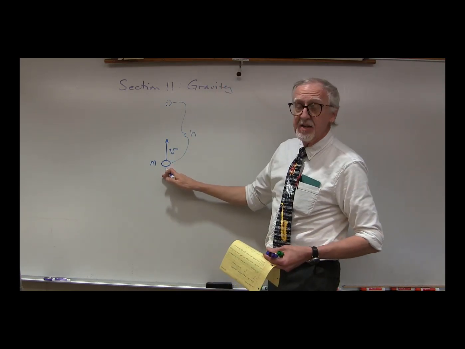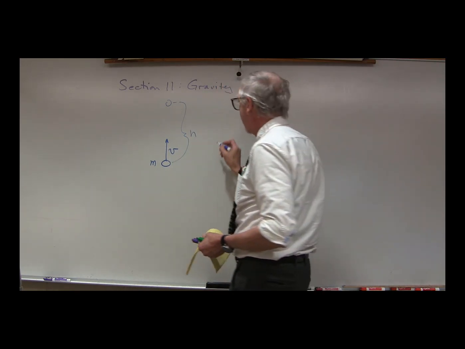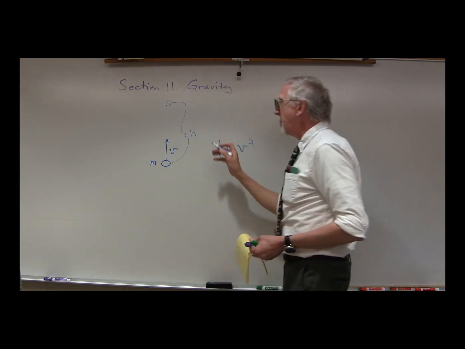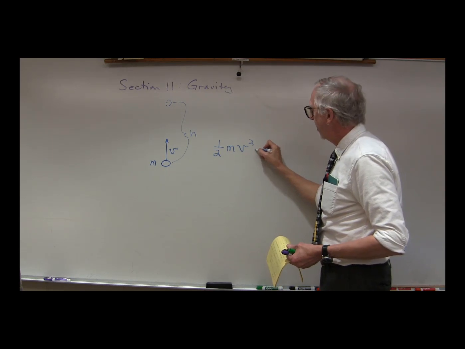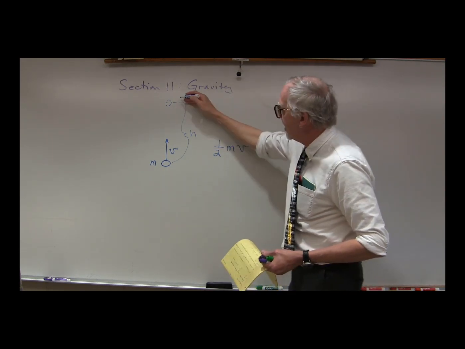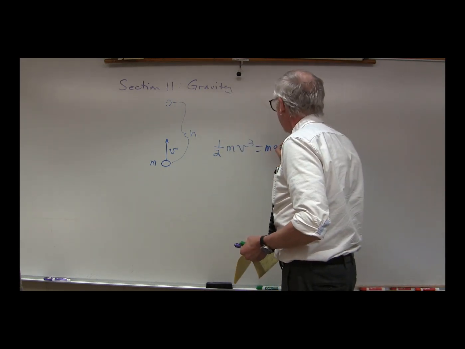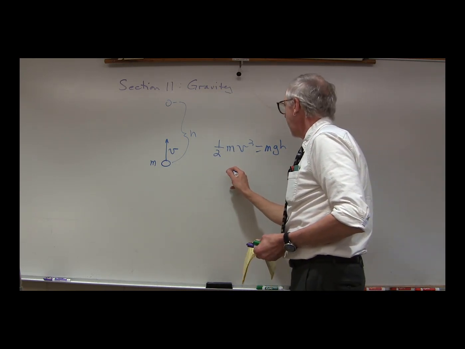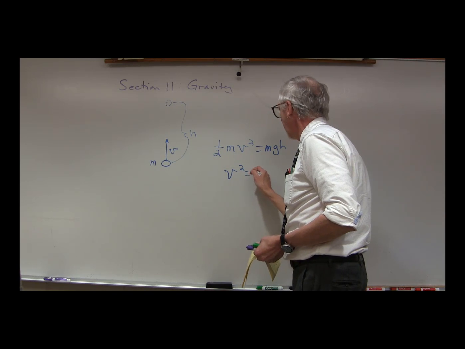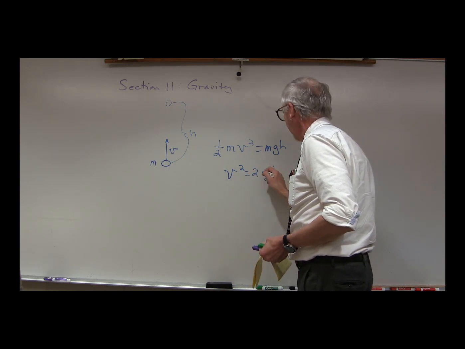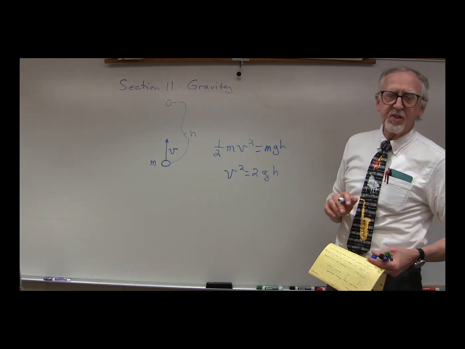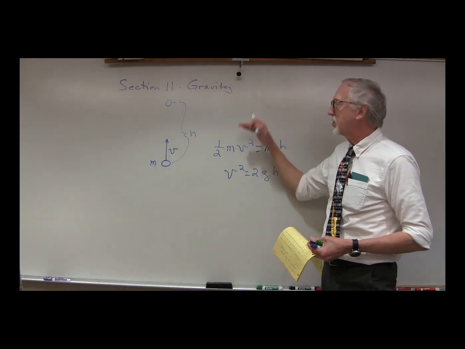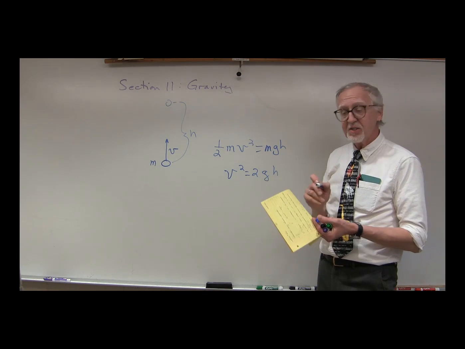We know that the initial energy, which is kinetic, 1/2 mv squared, must equal the final energy, which is potential, which will be mgh. Divide off the m, multiply by 2, and we have that v squared equals 2gh. So no matter what velocity we put in there, we can figure out what the height is. The object is going to stop.